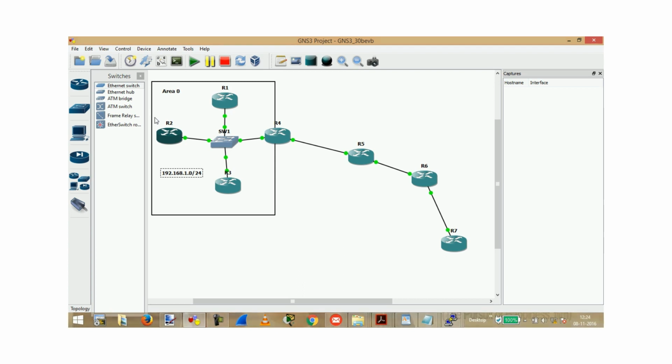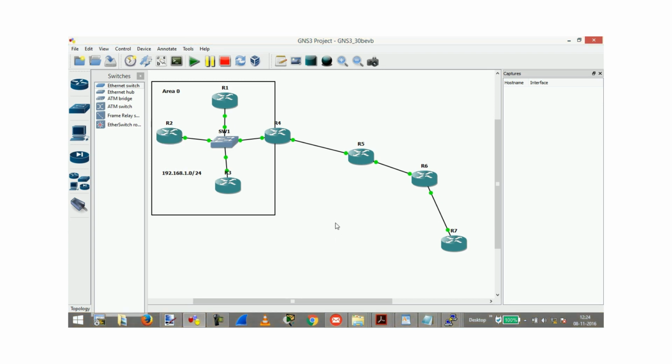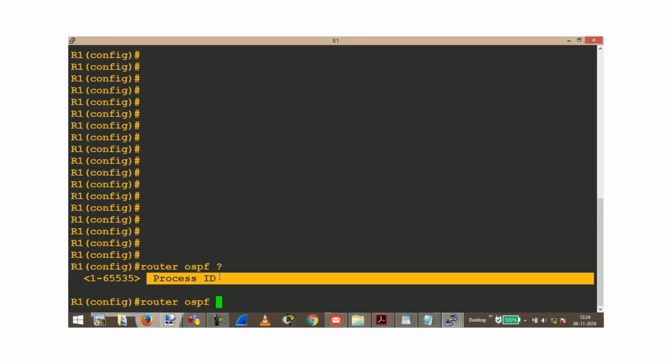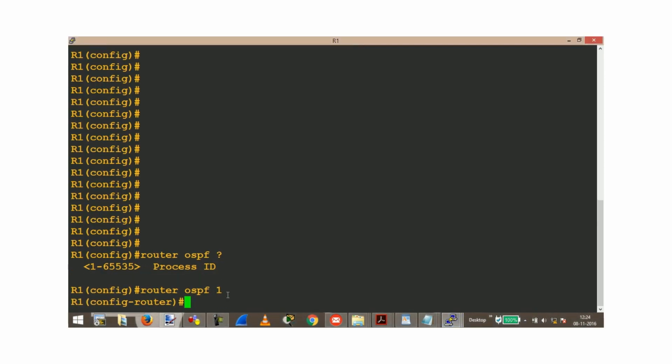Regarding authentication type, we have three types: 0, 1 and 2. 0 means null authentication, authentication is not there. 1 means plain text authentication, and 2 means MD5 cryptographic authentication, where the passwords are shared in an unreadable format. So here in OSPF we have to write this process ID. This process ID is a locally significant value. It does not have to match on routers for them to become neighbors.